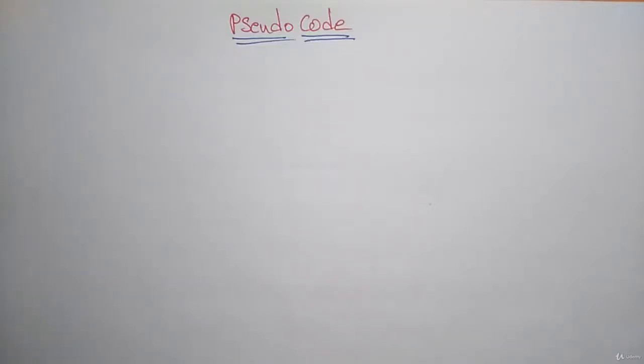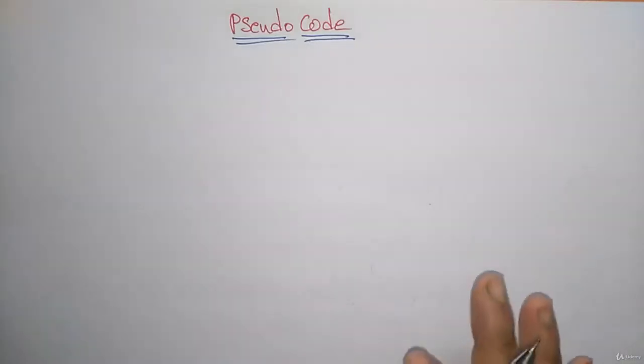Hi students, welcome back. In the previous video, I explained what an algorithm is. There I said an algorithm is a step-by-step method for solving a particular problem or doing a task. I said the algorithm can be expressed in many kinds of notations: natural languages, pseudocode, flowchart, and programming language.